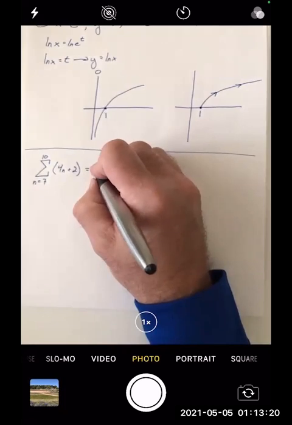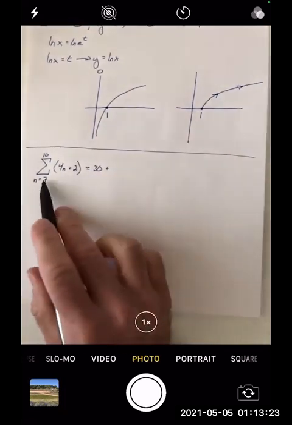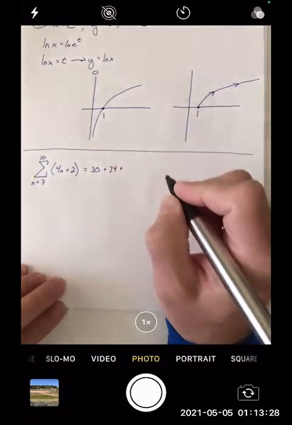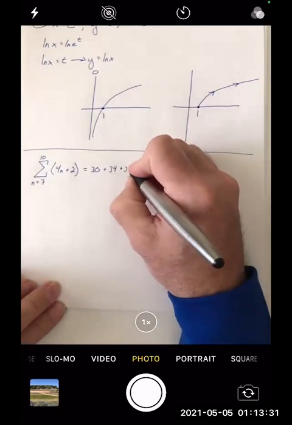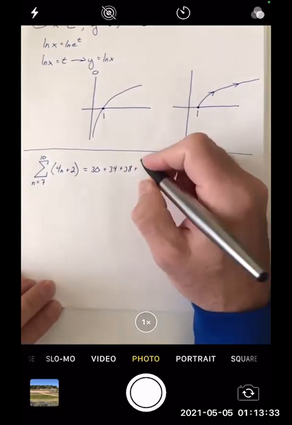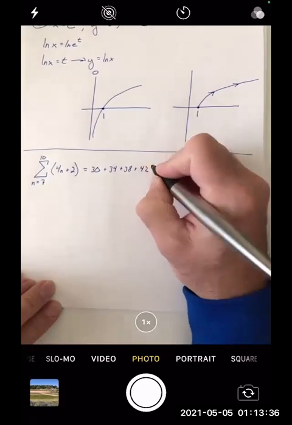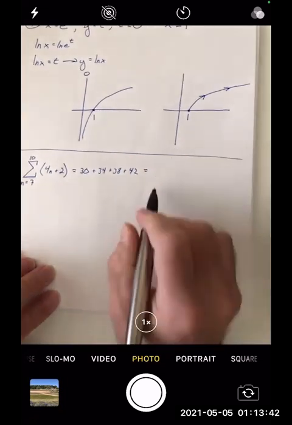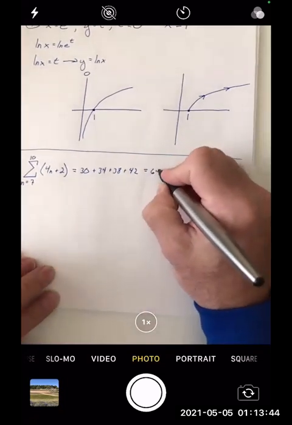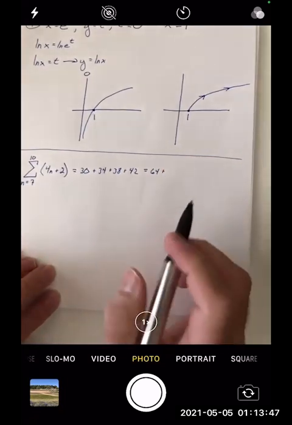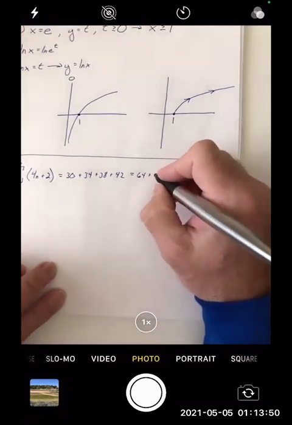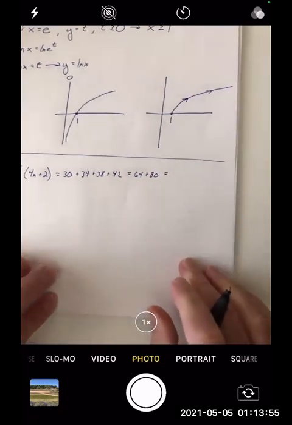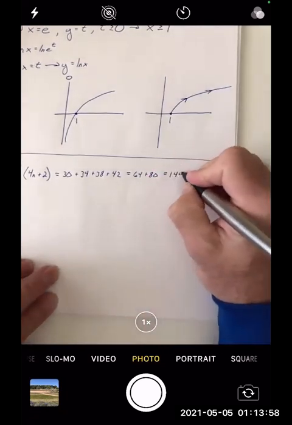30. When n is 8, 34. When n is 9, 38. And when n is 10, 42. So then you just got to add those up and get a total. If you add the first 2, that's 64. What's 38 and 42? 80. And then 64 and 80? 144.